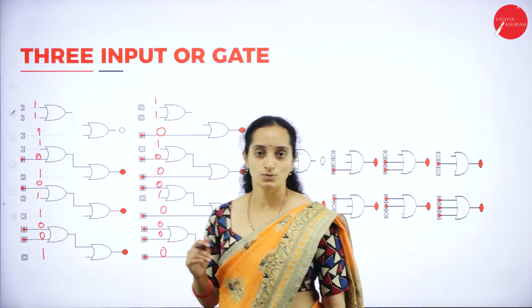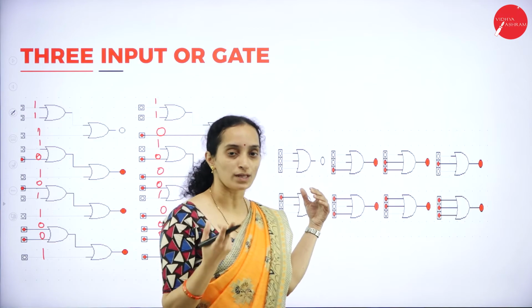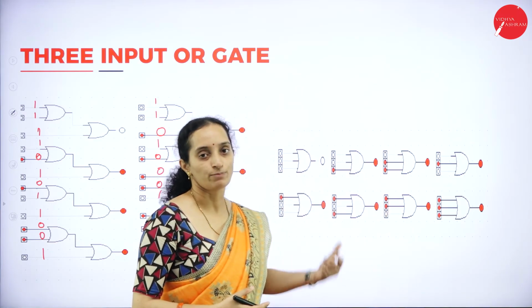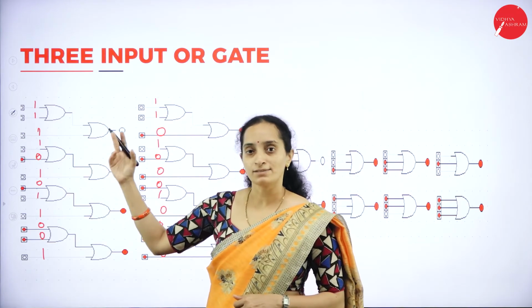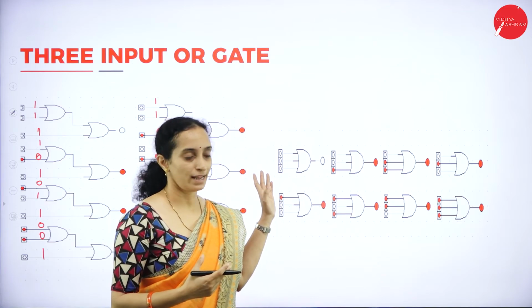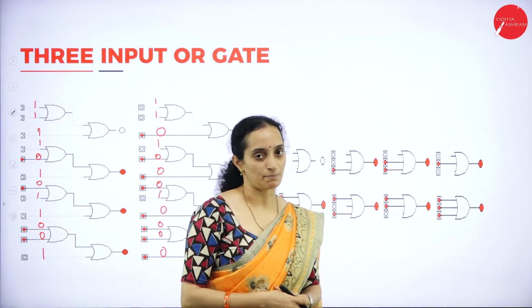So, you can use like this. This 3 input representation with 2 gates can be reduced to 1 gate with 3 inputs. You can use 2 gates with 2 inputs or 1 gate with 3 inputs. Both the things are possible. Both the types of gates are possible.